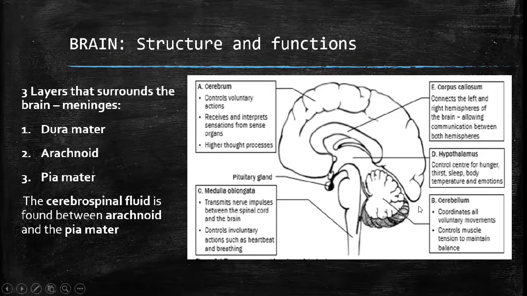And then we've got the cerebellum, this part here. The cerebellum, it coordinates all the voluntary movements, such as running, such as walking. So it coordinates all those movements, the ones that you decide to do. I can decide to run, I decide to walk, I decide to jump, and all those things. And then it controls muscle tension to maintain balance.